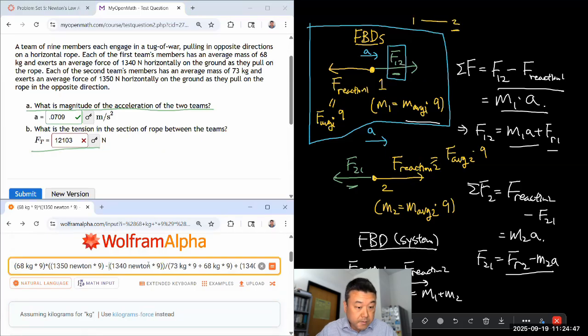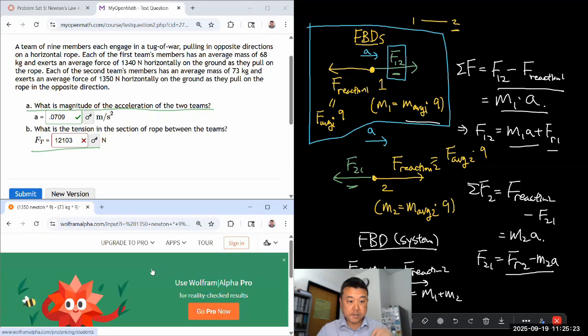So if I did, wait, that looks wrong. Oh wait, that was correct before. So I want to start out with the reaction force on team 2. So that would be 1350 times 9, and then this time minus their mass, 73 kilogram, not 78, times 9, and the acceleration is the same.